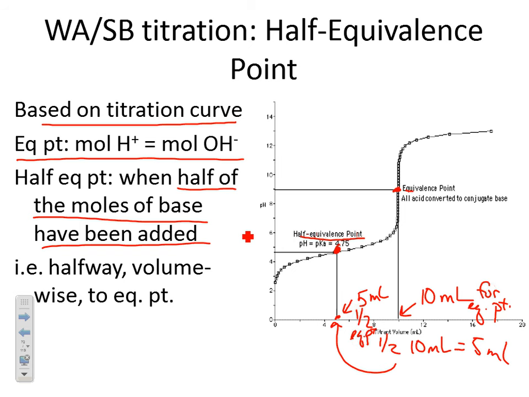So see how I worked that out? The equivalence point was at 10 milliliters, so I cut it in half and got to 5, and I saw that that was the half equivalence point. Now, that's an incredibly, incredibly special point, which we're going to talk about on the next slide, because it allows you to simplify some of your calculations. So basically, we're halfway volume-wise to the equivalence point in terms of how much base we've added.